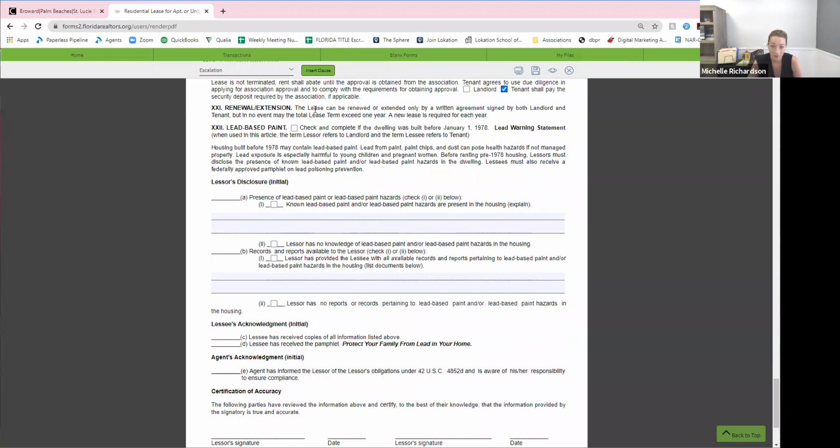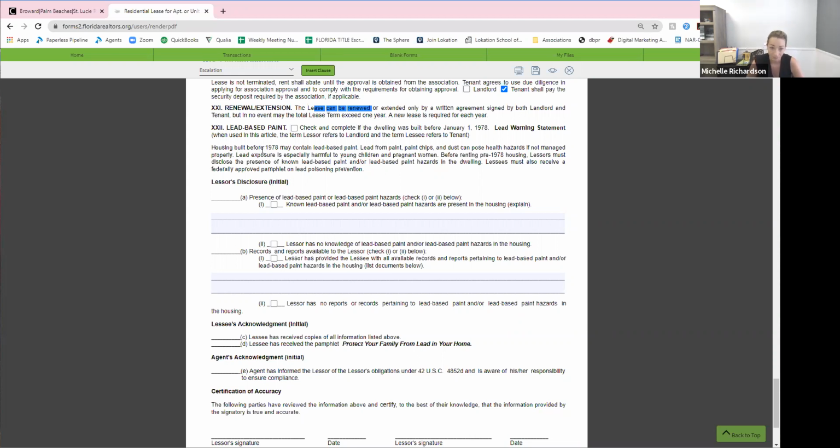Renewals and extensions. The lease can be renewed or extended only by a written agreement signed by the landlord and tenant, but in no event may the total lease term exceed 1 year. A new lease is required for each year. So if the year is almost up, then you have to do a new lease in order to extend or renew a lease for another year.